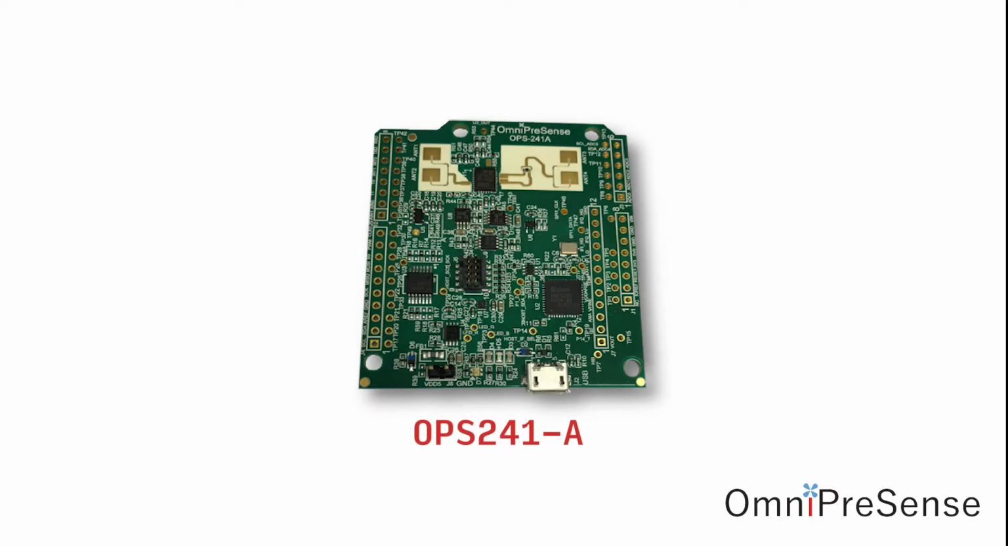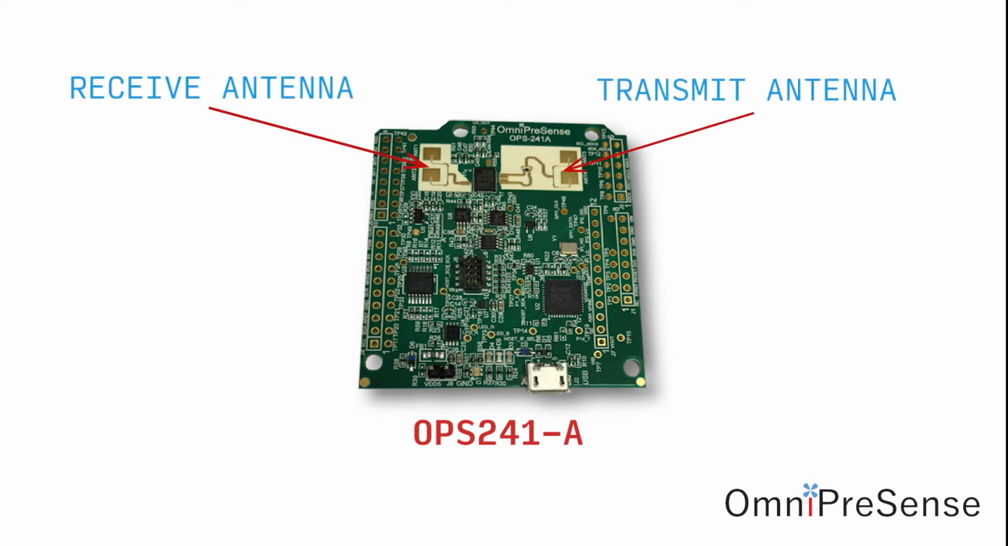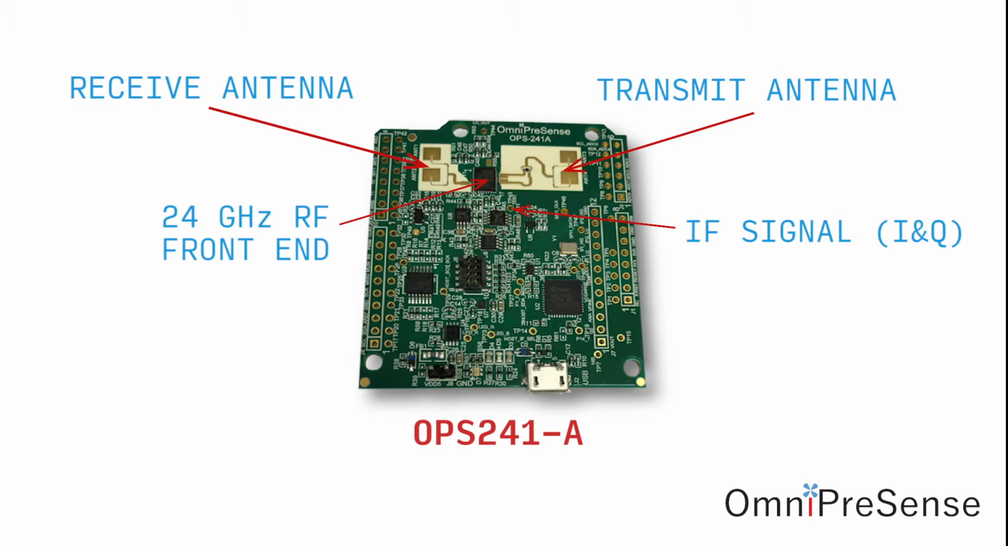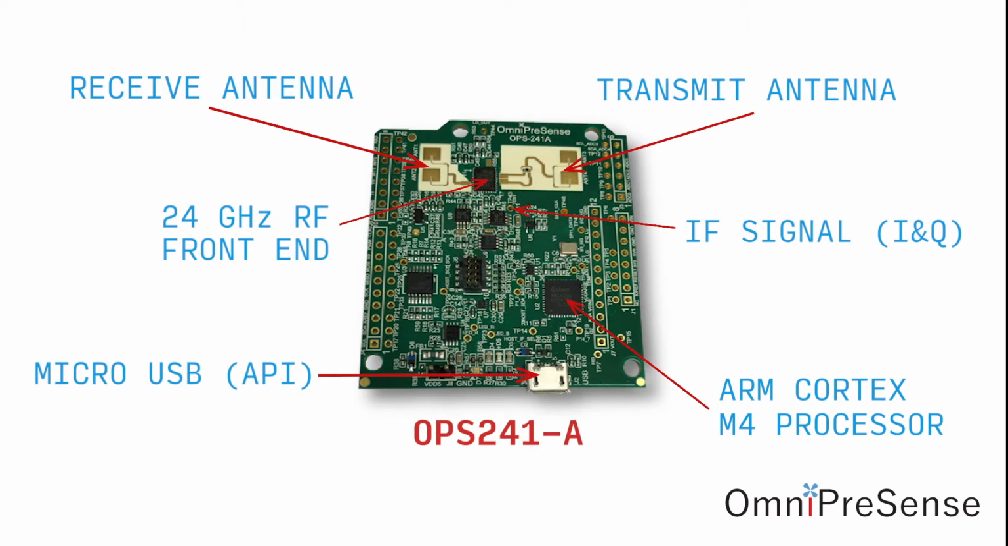The main components of the board are shown here on the OPS241A short-range radar: a transmit antenna, a receive antenna, a 24 GHz RF front end, down-converted IF signals both I and Q, an ARM Cortex-M4 processor, and a micro USB over which the simple API communicates. Our sensors also support API communication over a UART interface. Power is supplied via the 5V from the USB or a separate power connector for UART operation.